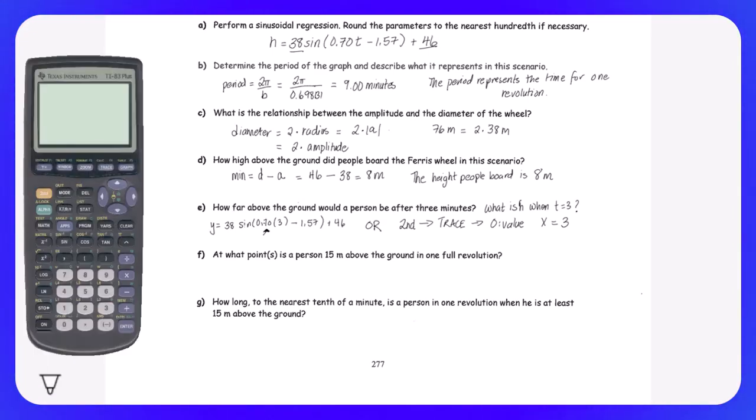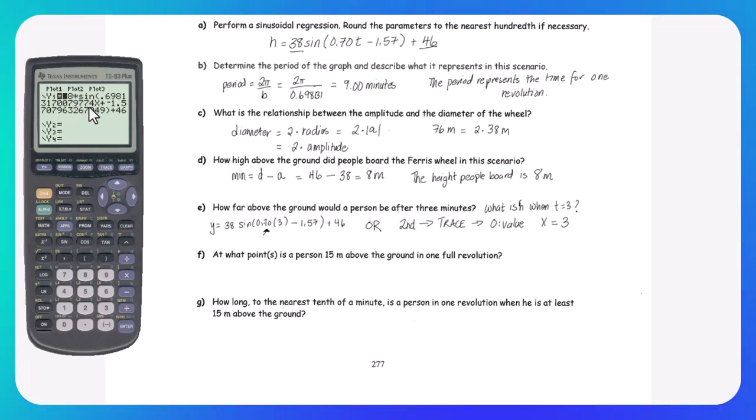So already when we did that, remember I put the y1 after the regression and it automatically put it here. So now we have that. We need to check our window settings. Now this thing has a minimum. We already determined the minimum was at 8 meters. So we're going to have a y min of 0.